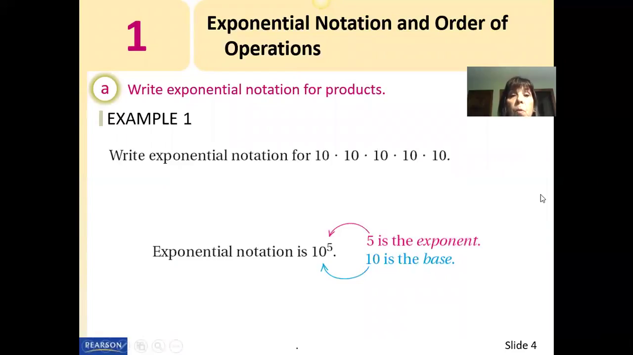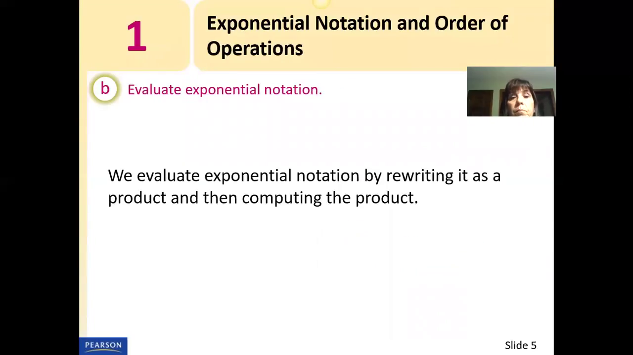For example, if we want to write our own, I have 5 factors of 10. So again, what we would do with this is we would use 10 as our base. And since I have 5 factors, I would write that with a little superscript of 5, and that is called 10 to the 5th. Again, 5 is called the exponent, and 10 is called the base.